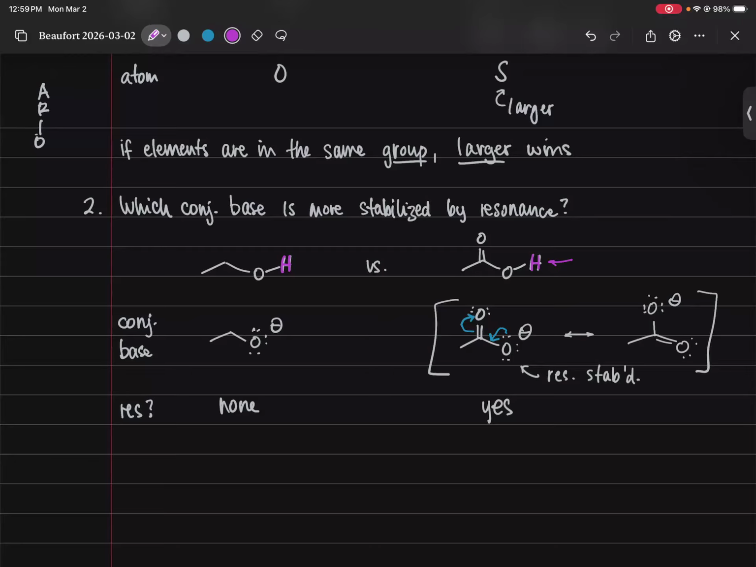If you can draw a resonance structure, there's resonance stabilization. Yep. So we can't do that for ethoxide, the conjugate base of ethanol. So there's no resonance stabilization. There may be inductive stabilization, which is the next step, but we're just talking about resonance. And so the one that has resonance stabilization will be the stronger acid. Now, note that I wasn't drawing resonance structures of the acid itself. That might get you to the right answer. It also might not. So make sure that you draw the conjugate base before you do anything.